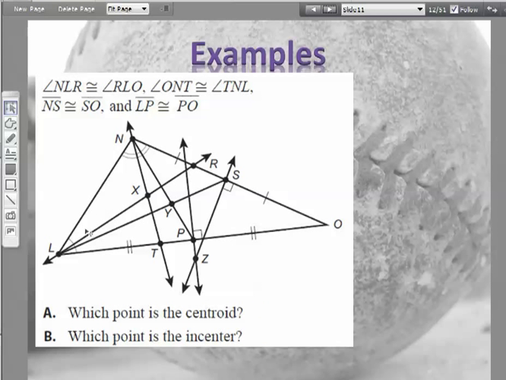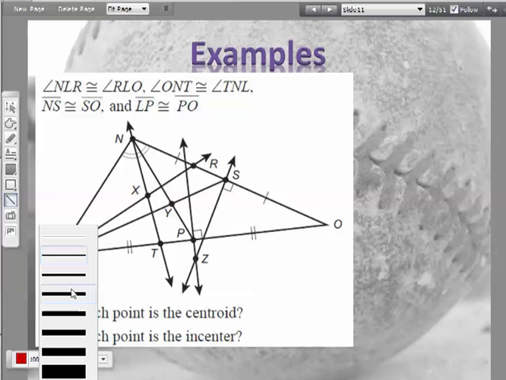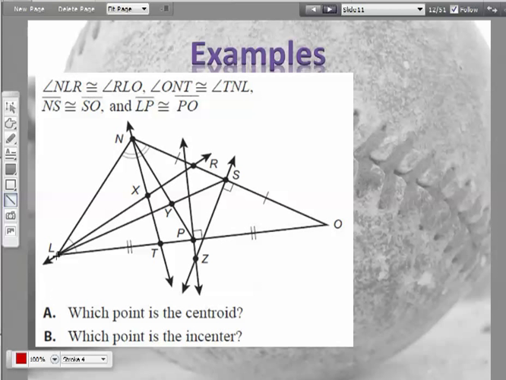It says which point is the incenter? Well, remember, your incenter is where your angle bisectors meet up. Okay, and it tells us here that NLR is congruent to RLO. So, you know, I like to draw NLR is congruent to RLO. So that right there tells me that LR is an angle bisector. Okay, so right now it's looking like point X is the guilty party here, but let's make sure.